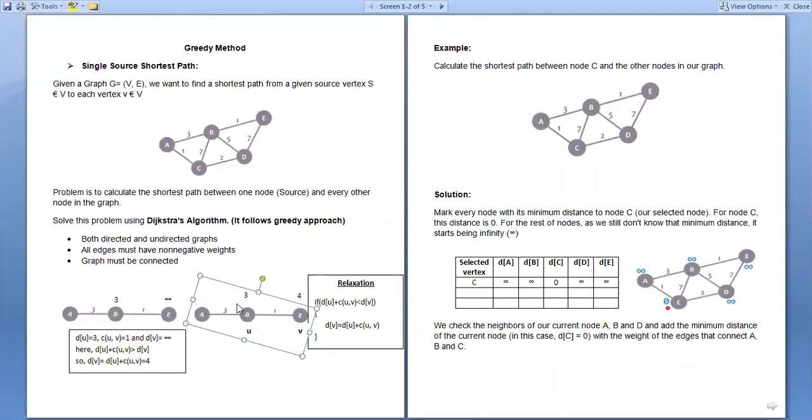I hope this material helps you understand the greedy methods as well as the applications used in the greedy methods. From the next video, I will start dynamic programming.